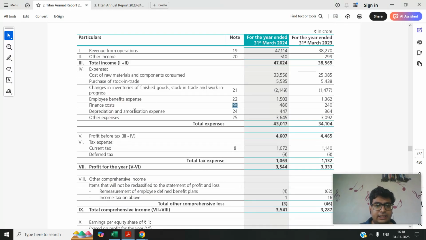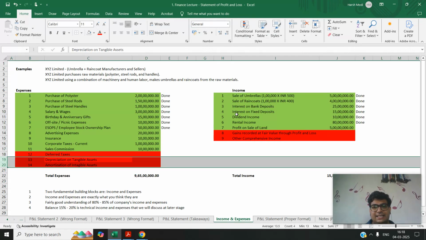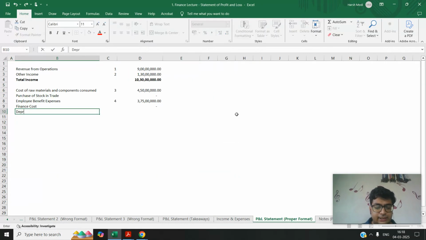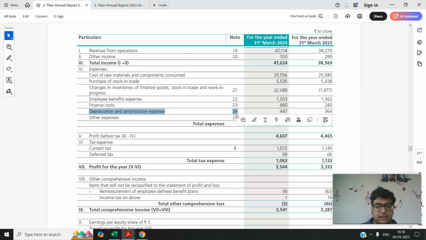Now let's move on to the next head, depreciation and amortization. So guys, as we discussed previously, depreciation and amortization is a bit technical in nature, though easy to understand. So as of now, we won't be covering this, but yeah, the idea here for us is that depreciation and amortization is zero, since we haven't put any values here. And what are these? We will discuss it in some other lecture. But yeah, for Titan, depreciation and amortization amounts to 447 crore.